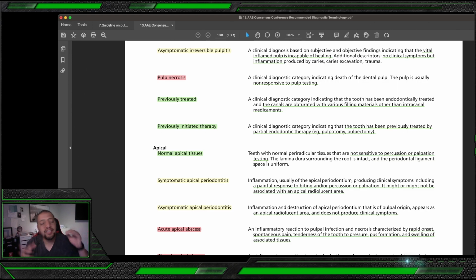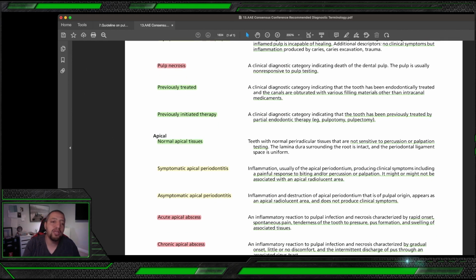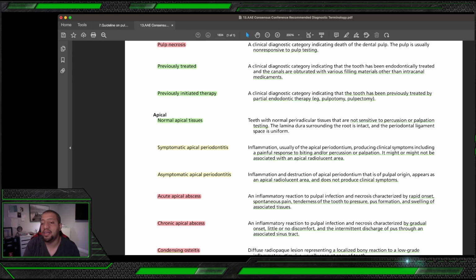So this one is all the categories for pulp. And then we go for apical. Apical goes the same story. It will be normal apical tissue. This is not sensitive to percussion, and on patient testing, everything is good. No change in x-ray, lamina dura is intact.